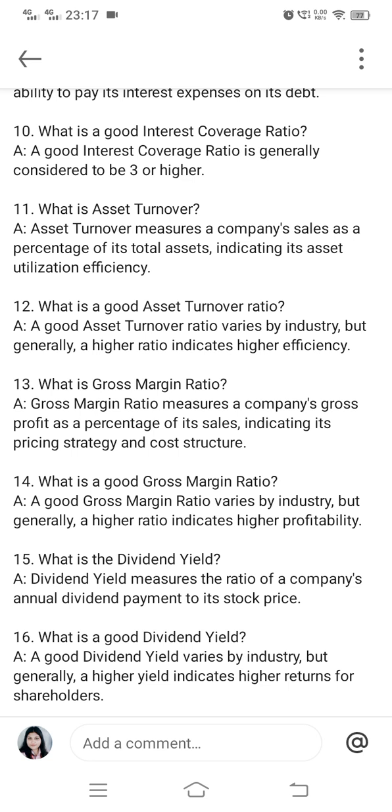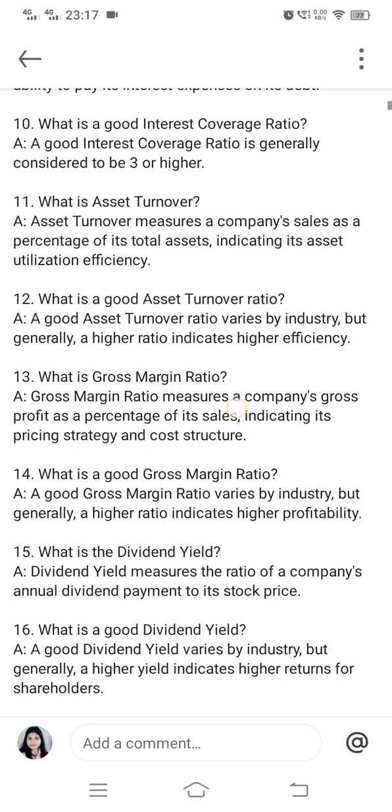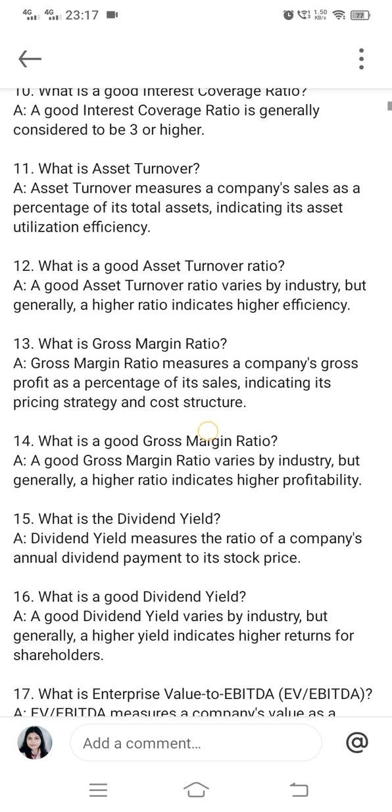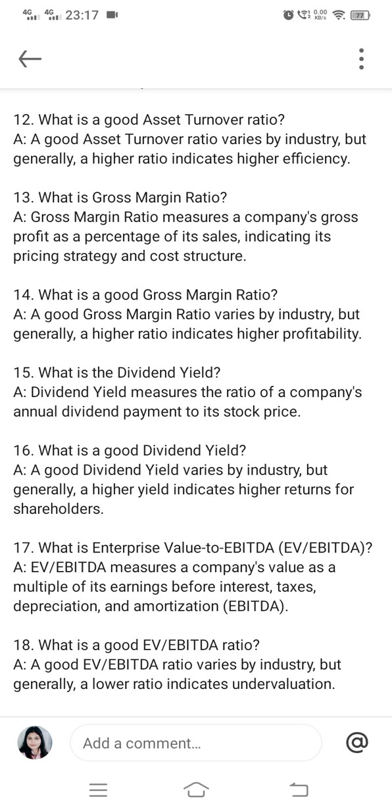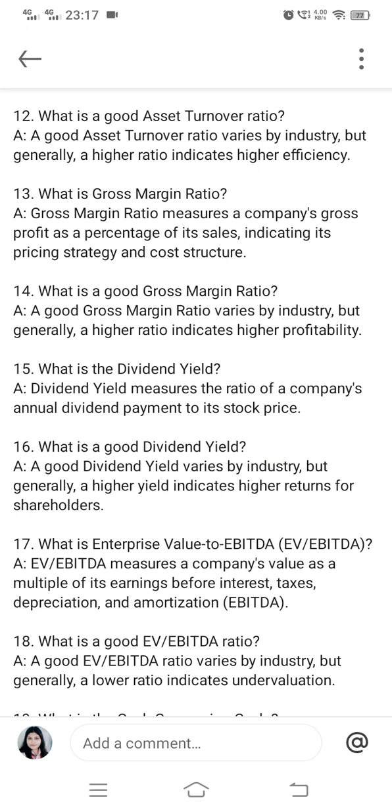Now comes 11th question, what is asset turnover? So asset turnover measures a company's sales as a percentage of its total assets, indicating its asset utilization efficiency. Now comes 12th question, what is a good asset turnover ratio? So a good asset turnover ratio varies by industry, but generally a higher ratio indicates higher efficiency.